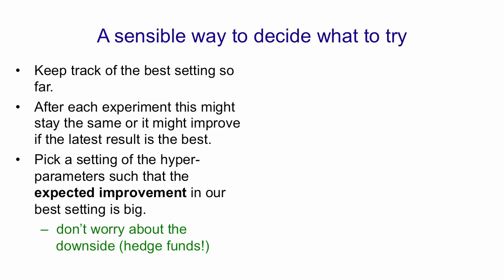This is a phenomenon that managers of hedge funds know about. They often tell the client, if the fund goes up, I'll take 3% of your profits. If the fund goes down, you lose. Now that's a crazy thing for a client to agree to, because that gives the hedge fund manager a huge incentive for taking huge risks, because he has no significant downside. But for finding hyperparameters that work well, it's a sensible strategy.